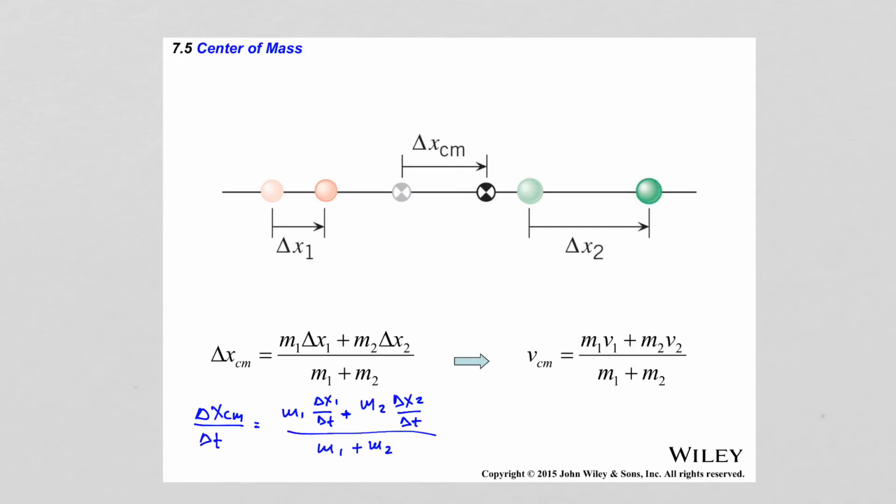But remember the definition of velocity. Velocity was defined as displacement divided by elapsed time, which means that this term here on the left is simply the velocity of the center of mass, and then for the first mass, delta x1 divided by delta t is simply the velocity v1 of the first mass, and for the second mass, delta x2 divided by delta t is simply the velocity v2 of the second mass.